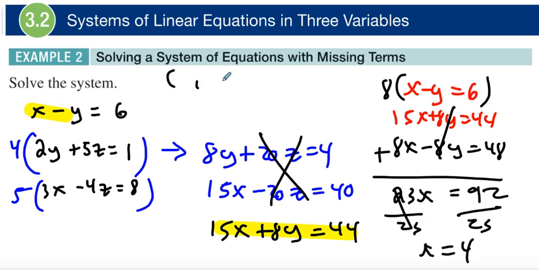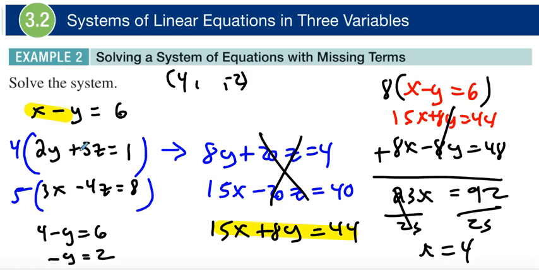So again, x, y, and z. So I know my x is 4, which is nice. If I know my x, then I can find my y, right? So I'm going to do that. 4 minus y equals 6. Subtract 4. So that means if I divide both sides by -1, I get y equals -2.